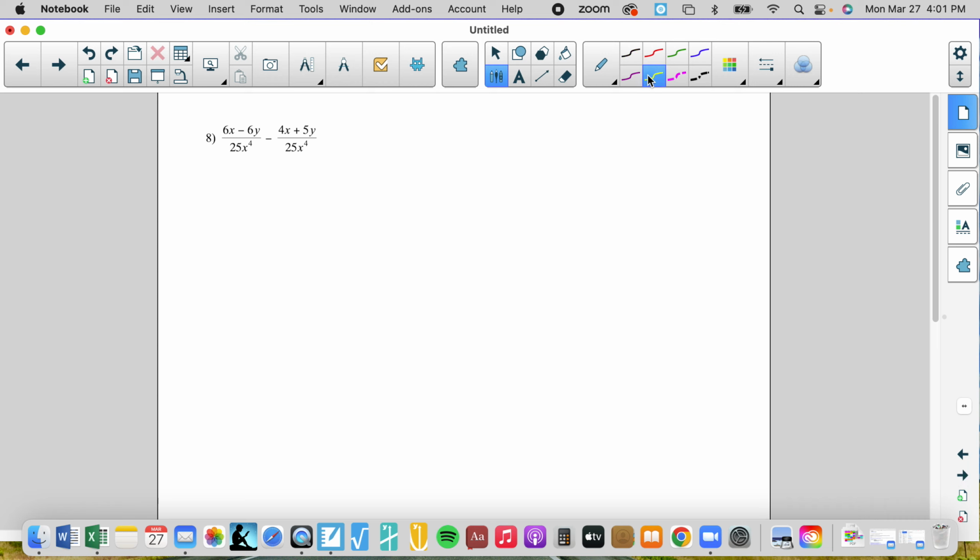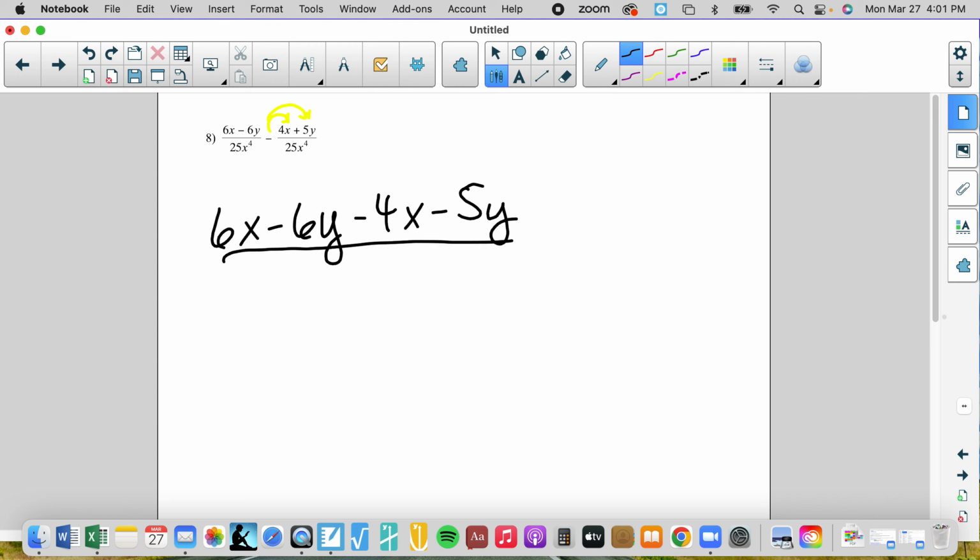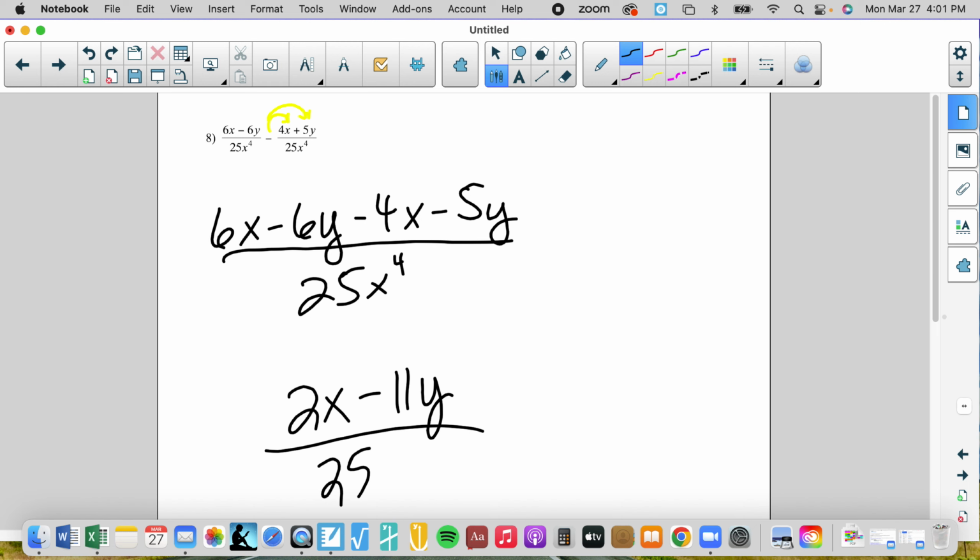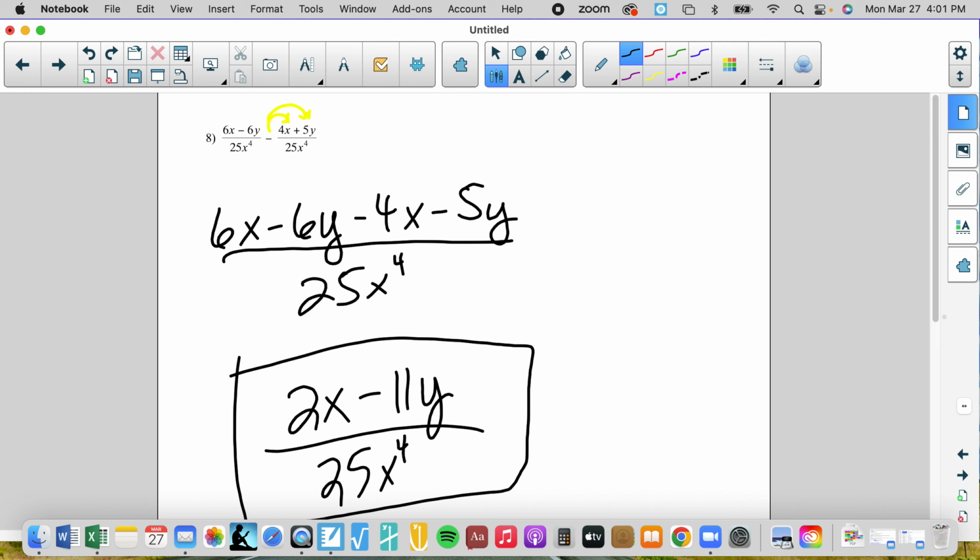We have a negative. Let's be aware of that. We're going to distribute it. 6x minus 6y minus 4x minus 5y all over 25x to the fourth. 6x and negative 4x makes 2x. Negative 6y and negative 5y makes negative 11y all over 25x to the fourth. Can't factor anything out of the numerator. Nothing cancels.